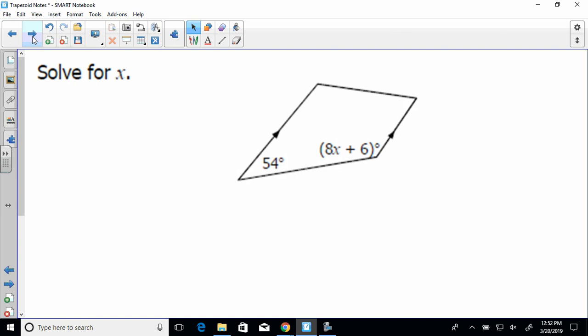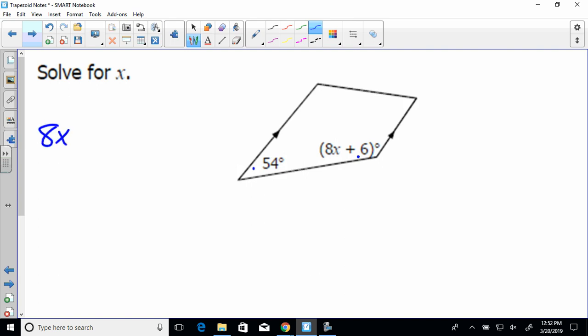So in this one, we want to find the value of x. Now be careful because our parallel lines have changed. It's no longer the top and bottom, but it's the two on the sides. But still, we should be able to see that these are the same side interior or consecutive interior angles. So that means they have to add up to 180.